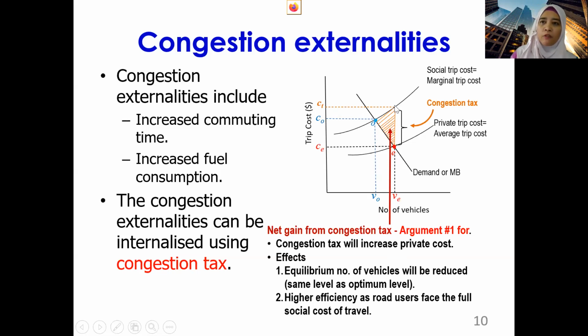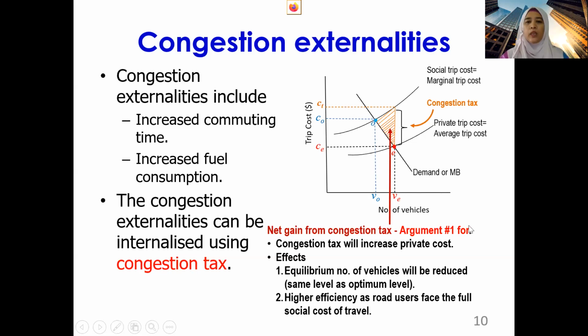And now the private individuals will reduce their consumption because they cannot afford to pay the higher cost, which includes the tax just now. So when the number of vehicles is reduced from the equilibrium level, they will move to the left, nearer to the optimum level of vehicles on the road. So that's the main idea, the number one benefit of charging congestion tax. And due to that, we can also say that higher efficiency will be achieved as road users face the full social cost of travel. Due to this argument, it's closer to the intersection between marginal cost and marginal benefit, which is the optimum level, the O.